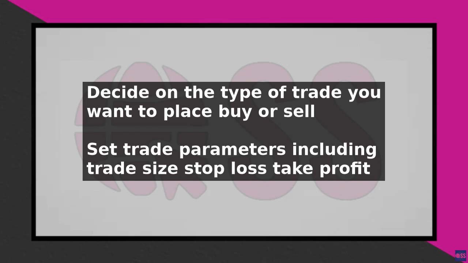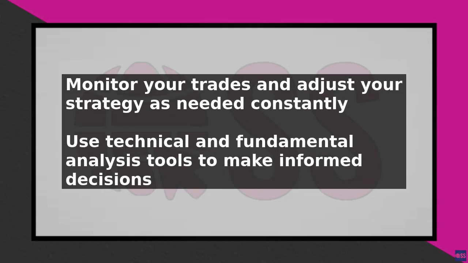To place a trade, simply click on the buy or sell button and confirm the trade parameters. You can also set pending orders, which allow you to specify a price level at which the trade will be executed. For example, you can set a pending order to buy a CFD when the price reaches a certain level.